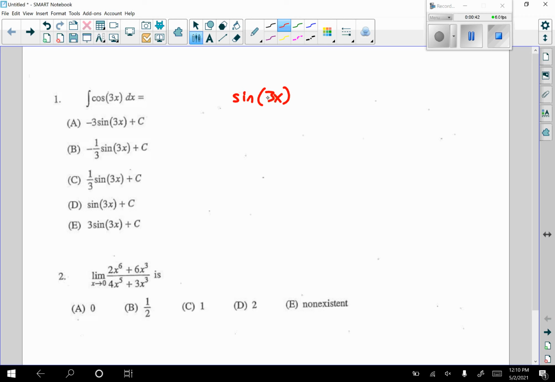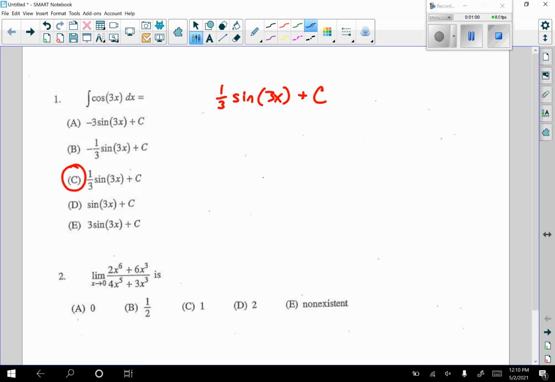But if we took this derivative, we would get cosine of 3x times 3. We'd have to get rid of that extra factor of 3, so we would need a 1/3 out in front of it. And then plus our constant of integration, so that's giving us c. Like I said, you could also do substitution, let u equal 3x, and then go from there.